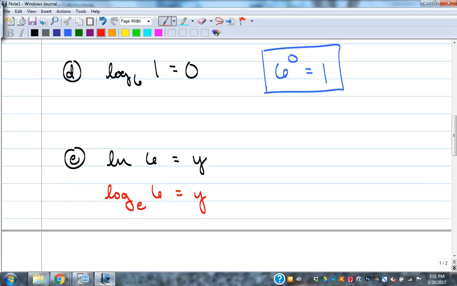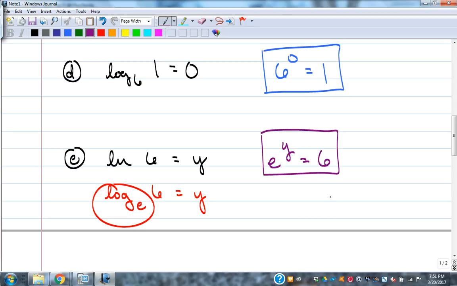But log base e. So when you see that, you're going to think this. They're not ever going to write it that way. They're always going to write natural log, ln. But think, oh, that's log base e. That's all that means. So that would be e to the y is equal to 6. That's converting over. Okay, so natural log is log base e.